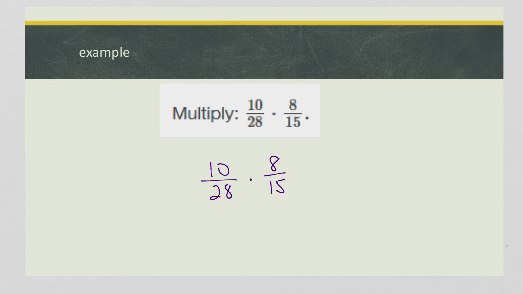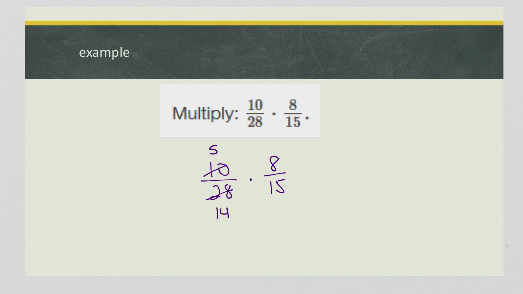I always reduce before I multiply, only because it makes my life just a little bit easier. Because these are both even numbers, at least 2 will go into both of them. So I'm going to divide top and bottom by a factor of 2. I get 5 in the numerator and 14 in the denominator. And remember, you're allowed to reduce vertically or diagonally, but never left and right. Never left and right.